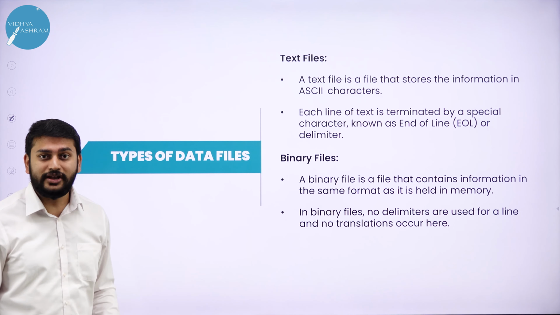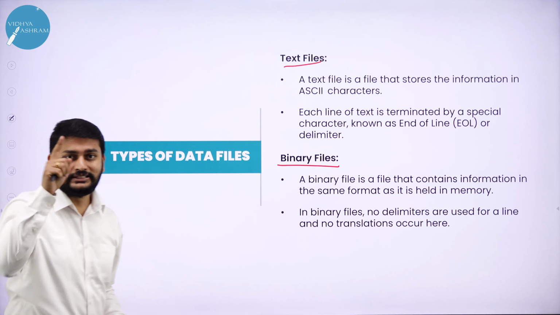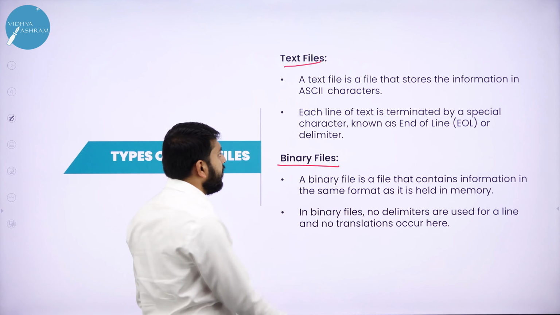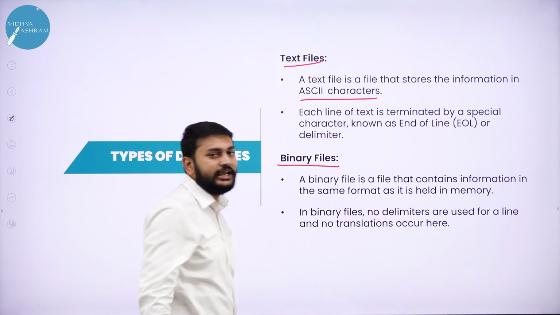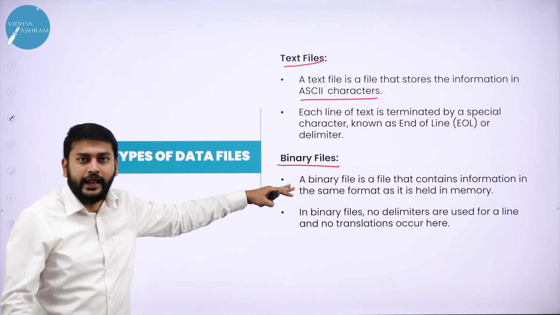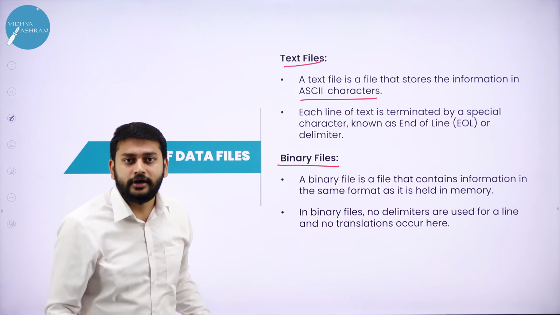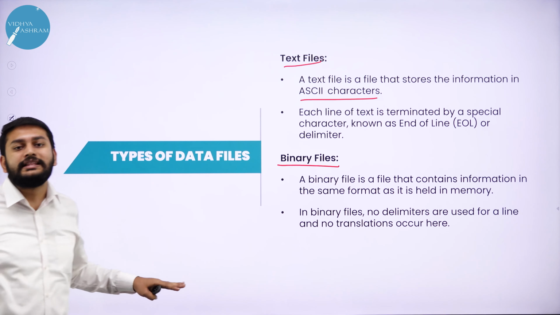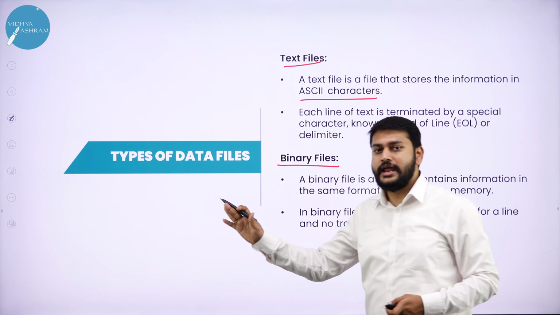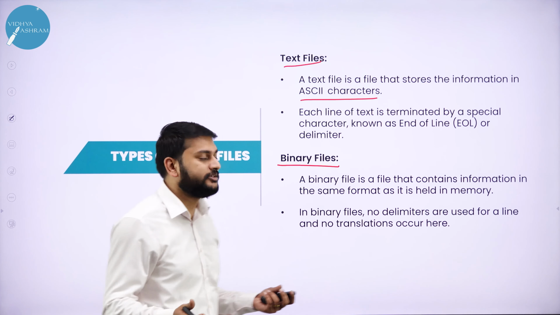So how many things in this slide do you have to remember? You just have to remember two things. First one is text files, another one is binary files. ASCII values you have to remember. All your data will be in the form of ASCII characters. End of the line delimiter will be there. Here it will be in the form of binary. No delimiter you will have and no translation occurs is what you have to understand in this slide. Okay, any doubt in this slide? Hope you don't have, because I made it very simple and clear.